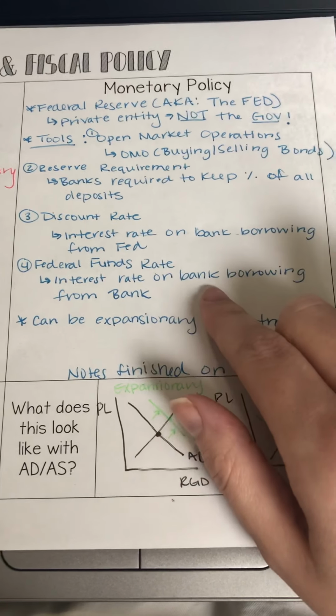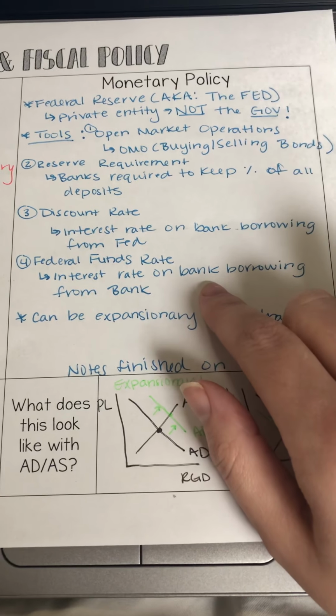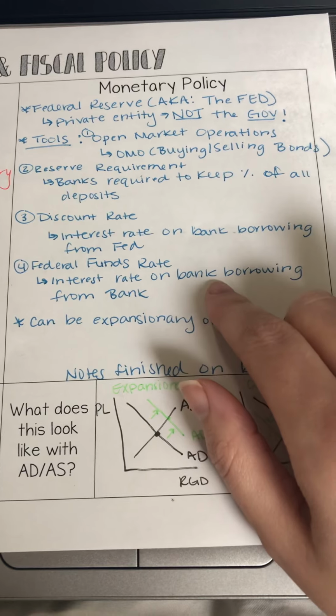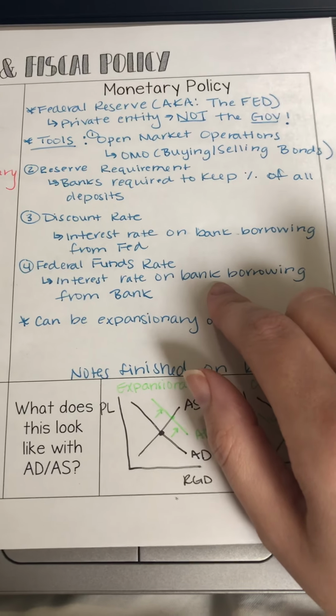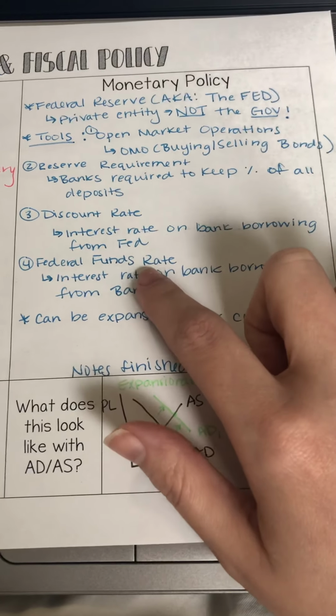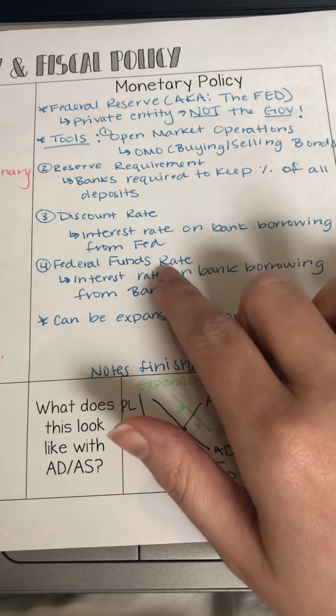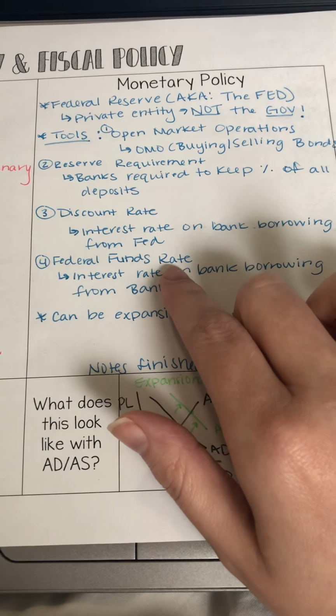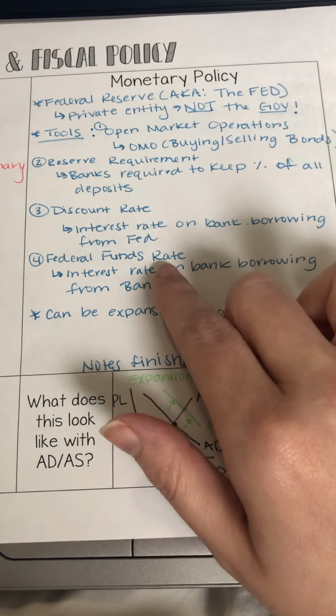So the first thing a bank should do is try to borrow from another bank. And if they do that, they have to pay an interest rate because they are taking a loan from another bank. And that is what we call the federal funds rate. So the Federal Reserve controls the interest rate if a bank borrows from another bank.